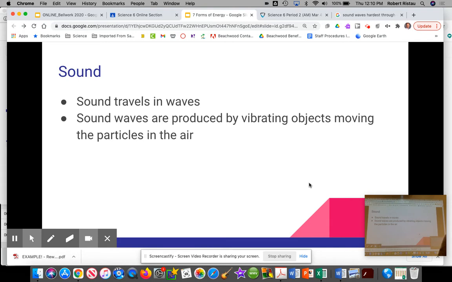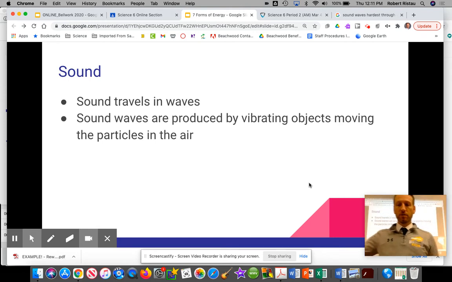So sound is produced when vibrating objects cause the particles in the air to move. So sound is created through vibrations. And not only is the object vibrating, but because of the object's vibration, it's vibrating the material around it. Now, normally that's a gas. It's just the air around us.